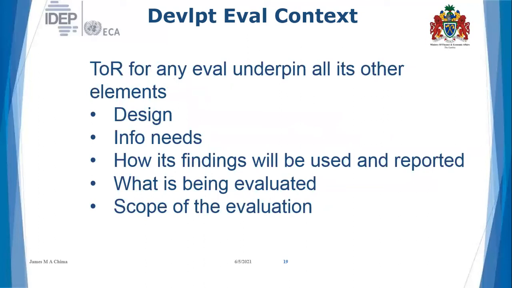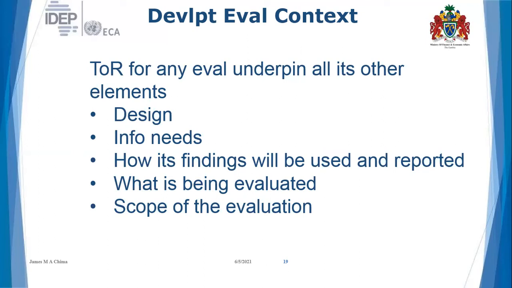So what are the key elements that any terms of reference should have? There are quite a number of them. Just to refresh, the terms of reference are going to stipulate the design aspect of the process. They are also going to reflect the information needs. What is needed for us to come up with an assessment that is credible? It will also spell out the dissemination plan. How will the findings coming from the impact evaluation be used and reported?